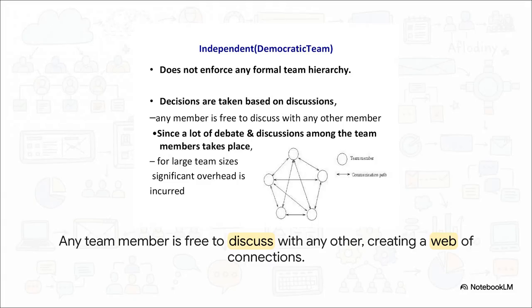And just look at how the communication flows here. It's not a pyramid at all. It's more like a web. Any team member can talk to any other team member directly. Now, this is awesome for collaboration, right? But you can probably see the downside. As the team gets bigger, this can create a ton of communication overhead. It can get messy fast.